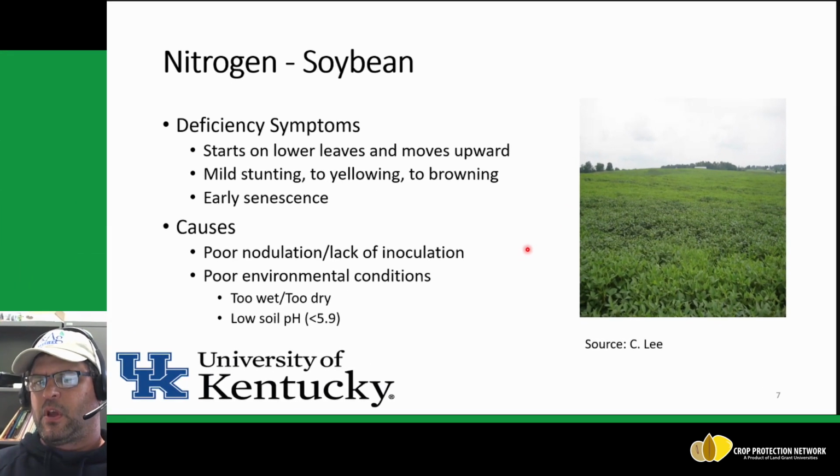Causes for soybean are a little bit different than corn, but poor nodulation or lack of inoculation. And then go back to the poor environmental conditions. If it's too wet or too dry, or for soybeans, if the pH gets down below, we say 5.9, 6, actually probably it's going to have to be a little bit lower than that, but low pH can influence the efficiency of the nitrogen fixation.